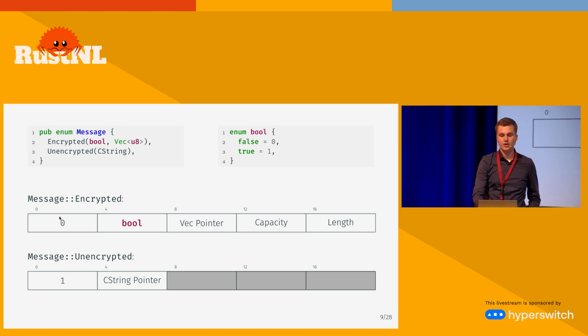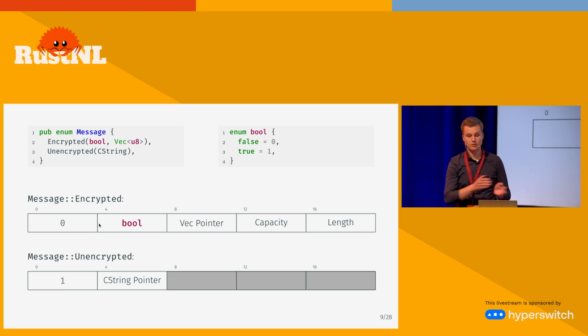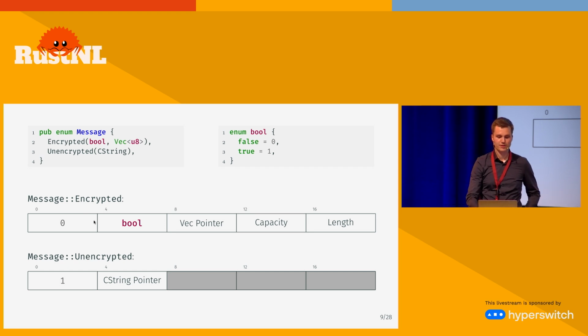And then all of these subsequent data fields are just laid out in memory effectively, according to their alignment right after this discriminant value. So we can see here that the message encrypted variant has a discriminant of 0, and the message unencrypted variant has a discriminant of 1.